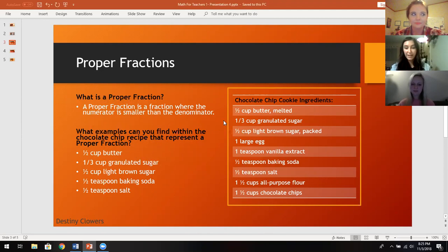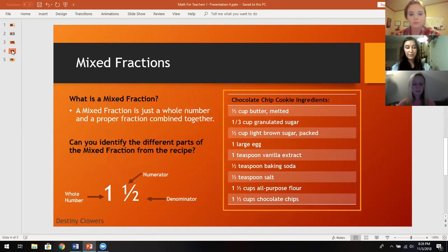And 1/2 actually repeats itself for a cup of light brown sugar, and then a teaspoon of baking soda and a teaspoon of salt. Now, with these last 2, you're going to see a proper fraction, but you're also going to see a whole number with it. So this is the second type of fraction that we're going to talk about. And these are called mixed fractions. Now, these fractions are just a whole number and a proper fraction combined together.